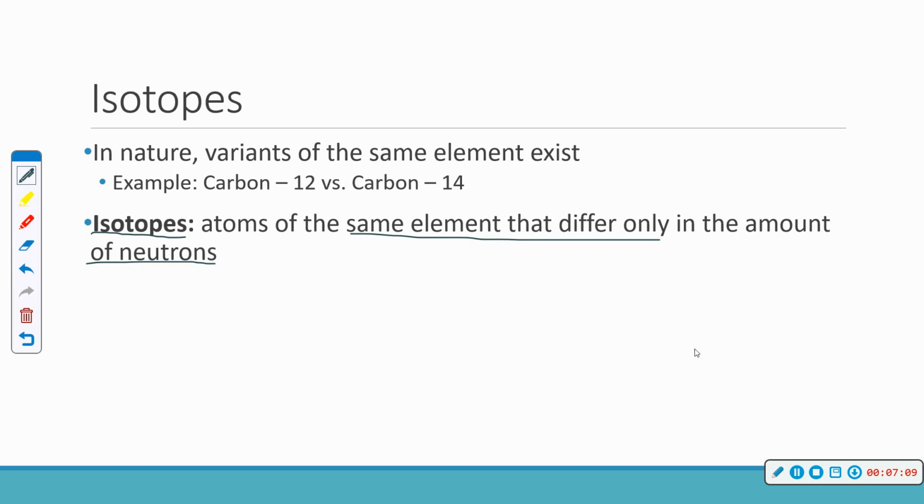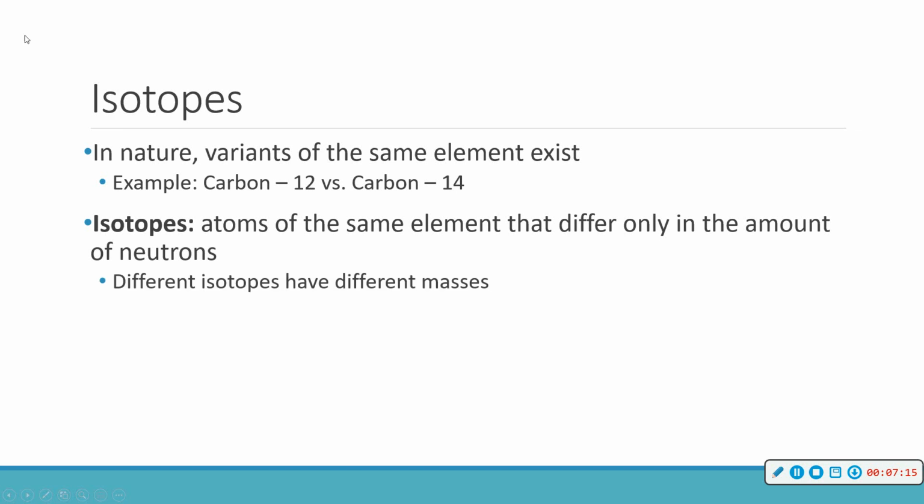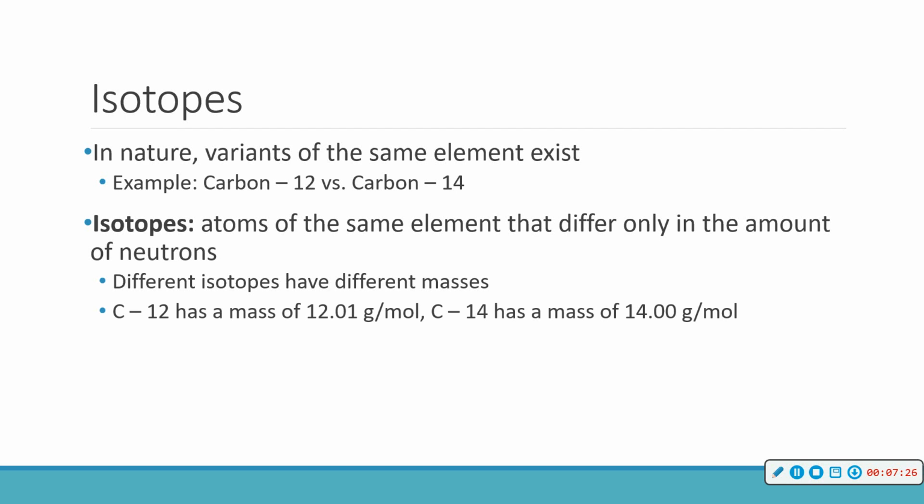Due to the number of neutrons changing from one isotope to the other, that means that the mass of both of these is going to be slightly different. And as previously stated, carbon-12 or C12 will have a mass of 12 grams per mole, or atomic mass units, and carbon-14 or C14 will have a mass of 14 grams per mole, or 14 atomic mass units.